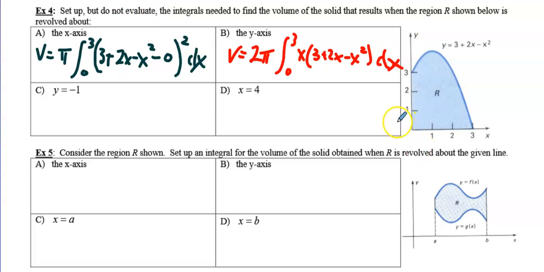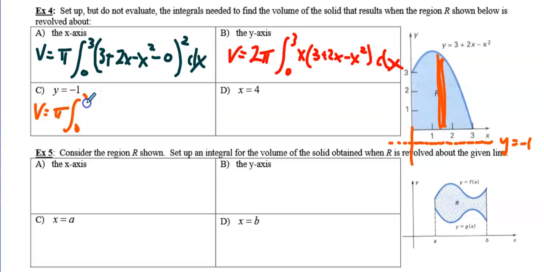Okay, so let's look at the next one. It says y equals -1. So we're going to revolve around y equals -1, which is going to be right here, somewhere. So again, we draw our rectangle, and we realize that this is going to be perpendicular to our axis. So we're going to use our washer disk method for this one. And so we're going to have our pi, again, 0 to 3, nothing changing with this.